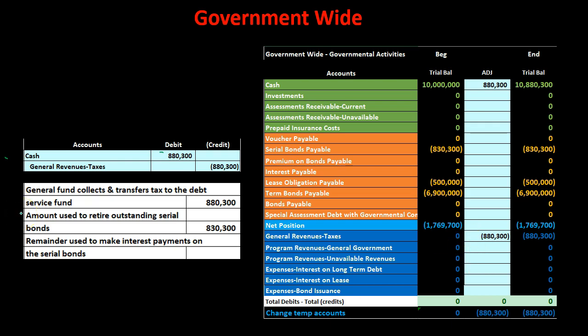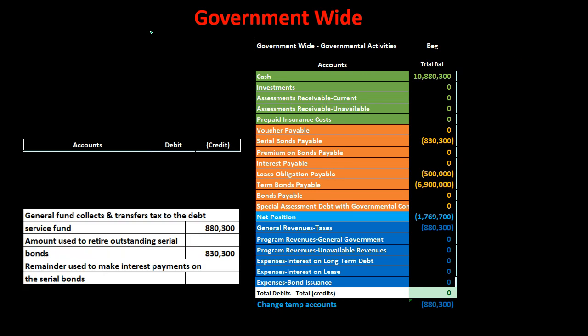Note what we don't have here is a transaction recording the transfer from one fund to the other, because that's going from one fund to the other and therefore is an inter-fund kind of transfer. We're not going to be recording it on the government-wide type of activity because it's going between the two funds.